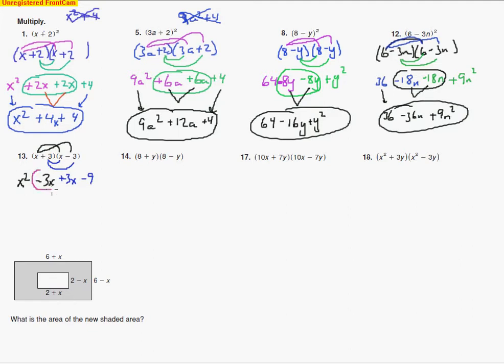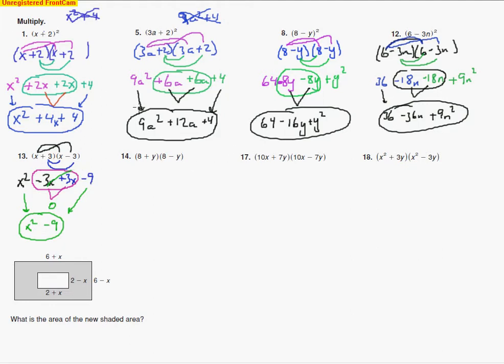These two terms are the same number, but opposite in sign. So whenever they're opposite in sign, they end up canceling out. They make 0, and so we don't even have to worry about writing down the x term. All we're left with is the x squared and the minus 9. So you just bring those two terms down. And that's why they call this a special product, because whenever you're multiplying a sum and a difference, you should get that to happen. Let's see if it does.